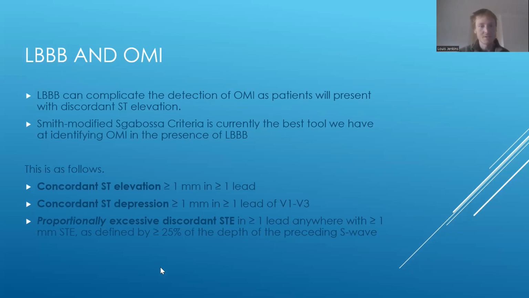Okay, so the criteria, we went through it on the previous ECG, but it is as follows. It's concordant ST elevation greater than 1 millimeter in 1 lead or more. It's concordant ST depression greater than 1 millimeter in 1 lead or more of V1 to V3. And it's proportionately excessive discordant ST elevation in 1 lead with greater than 1 millimeter of ST elevation, as defined by greater than 25% of the depth of the preceding S wave.